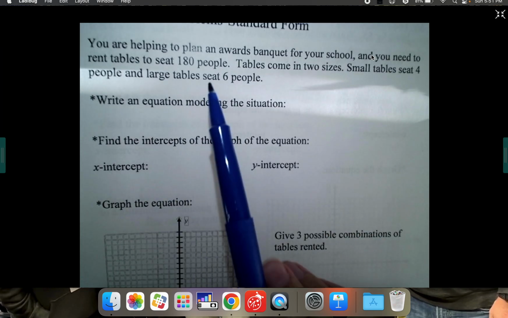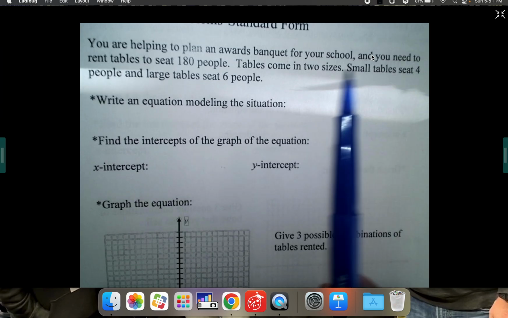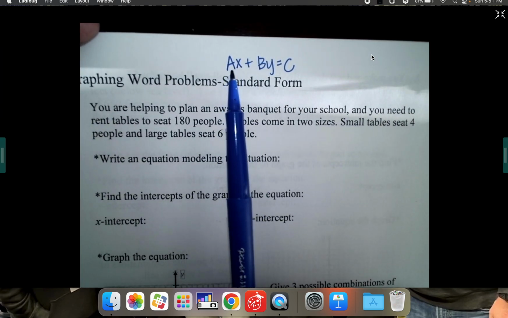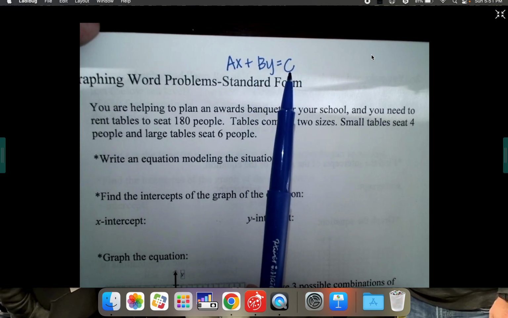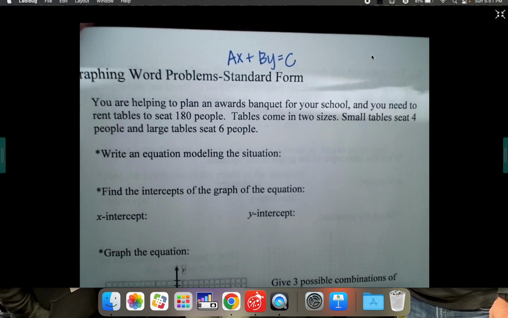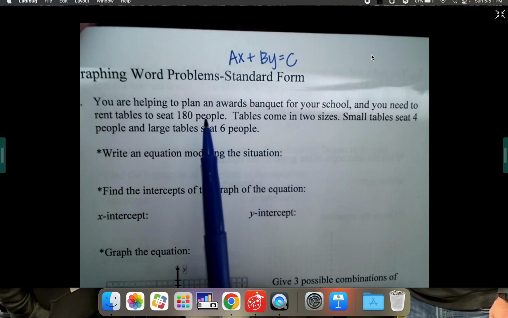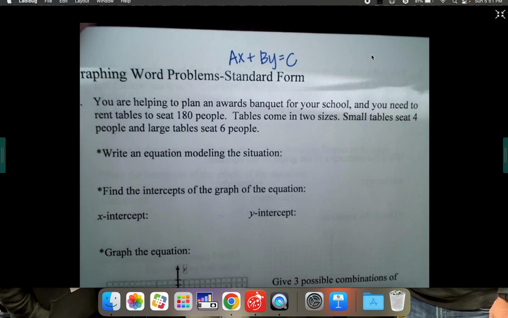So right away, I see three numbers. I see 180, 4, and 6, and I know that up here in standard form, I need a number to represent A, a number to represent B, and a number to represent C. So this should be pretty easy to write an equation modeling that situation. They're going to be the two different sizes of tables, and they equal the total number of seated people.